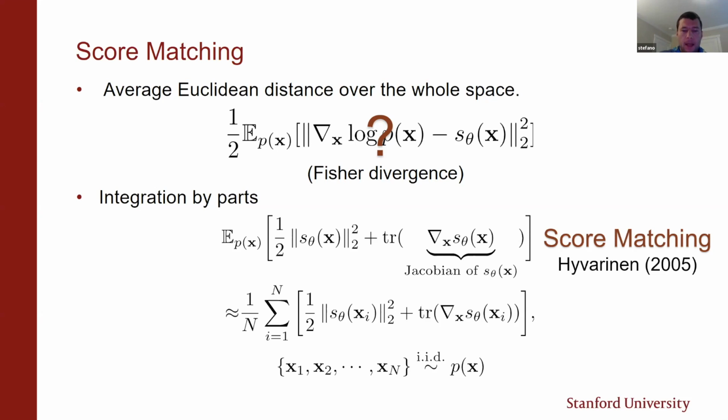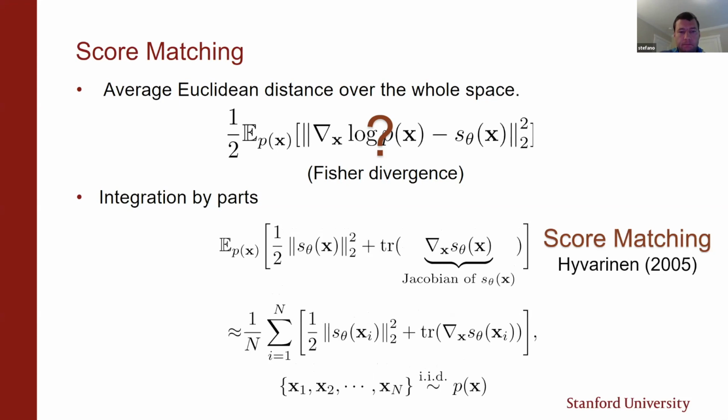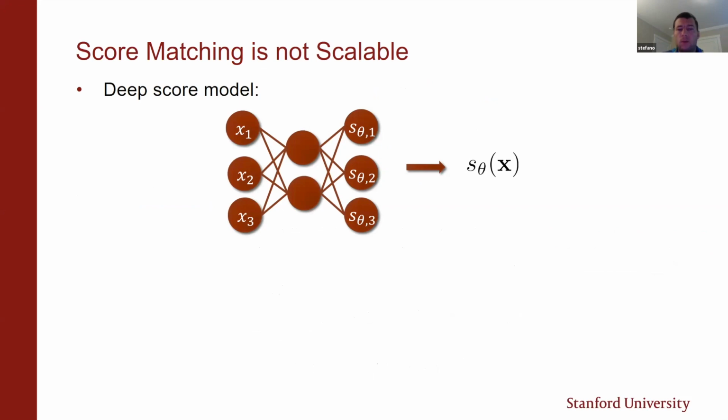All right, so let's move on and see how to actually use this. Now, what kind of function classes can we use to represent this S theta? One natural choice would be to use some kind of deep neural network that will take as input x and map it to the corresponding estimated gradient. So this is a vector valued function S theta. Here I'm showing a three-dimensional case just for simplicity, but in general, if we want to model images, this x could be very high dimensional, maybe thousands or even tens of thousands, millions of dimensions.